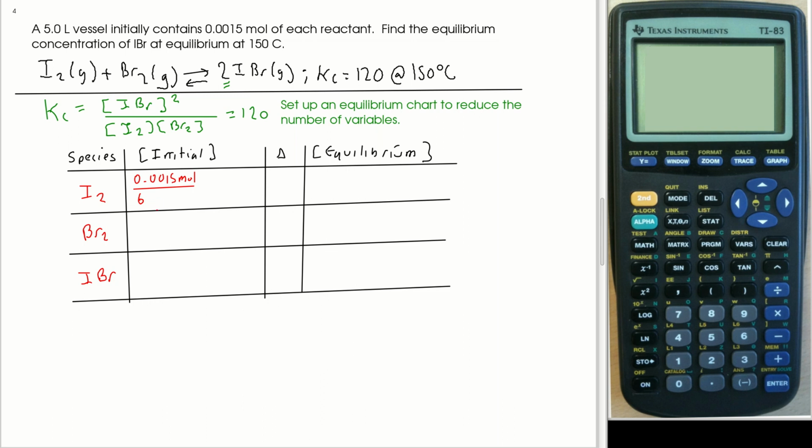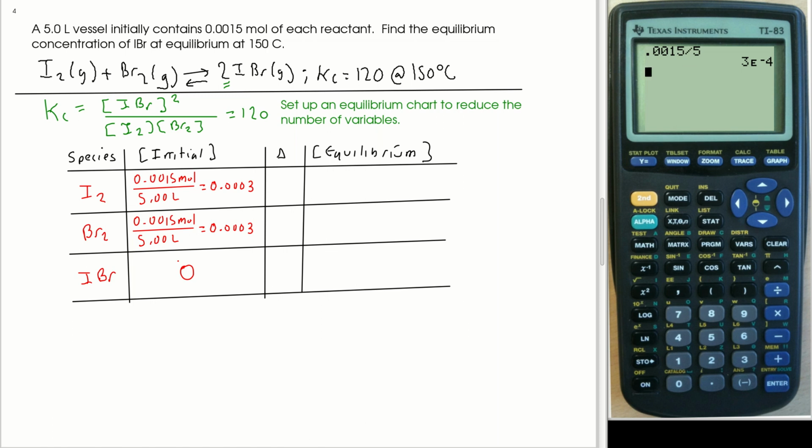It's 0.0015 moles in a 5-liter reaction vessel. So 0.0015 over 5. That gives me 3 times 10 to the minus 4, or 0.0003 molar. The second one is exactly the same. We have the same number of moles, the same volume, so the same concentration. So we'll just copy and paste that. The iodine monobromide, we don't have any of that, so that's a very easy calculation. 0 over 5 is 0.